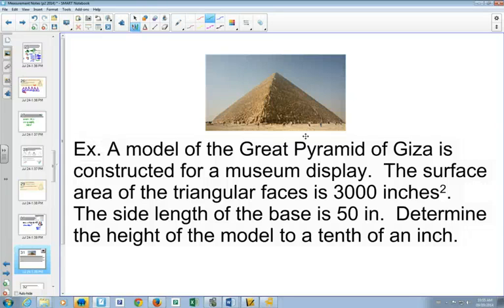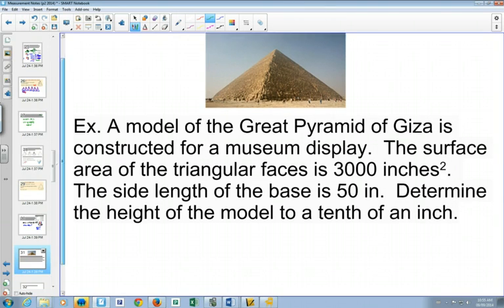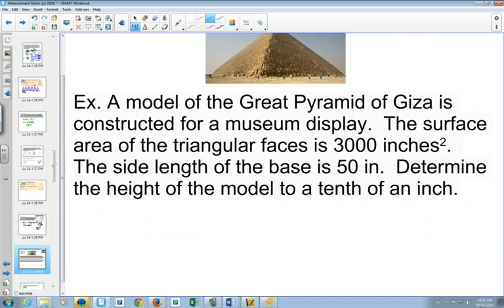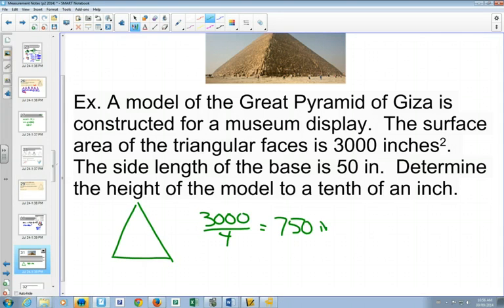So we've got a huge pyramid here, but they're building a little model for a museum display. What we know is that the surface area of just the triangular faces, so this would be the lateral area, is 3,000 inches squared. Can you see that there'd be 4 of those? So if we were looking just at one of these triangles, that if we took that 3,000 and divided by 4, one of these triangles is 750 inches squared.